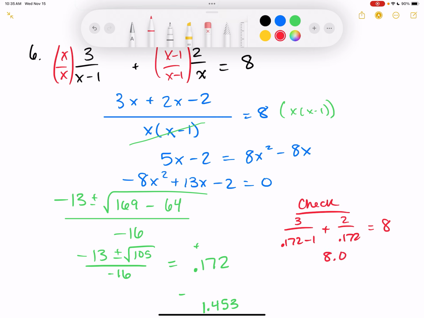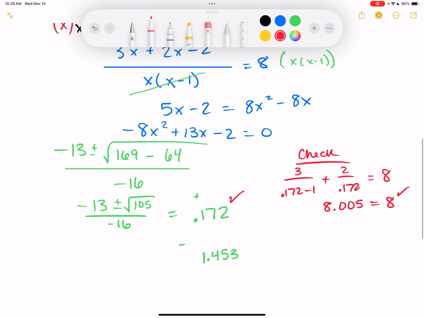So when I put this in my calculator, obviously we rounded, so I get 8.005. So that's close enough to say that it's fine. Obviously, because we rounded, it's not going to be perfect. If I used the unrounded number, it probably would come out exact. So that number's good.